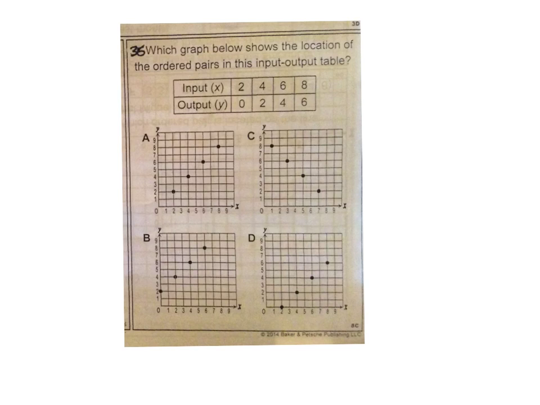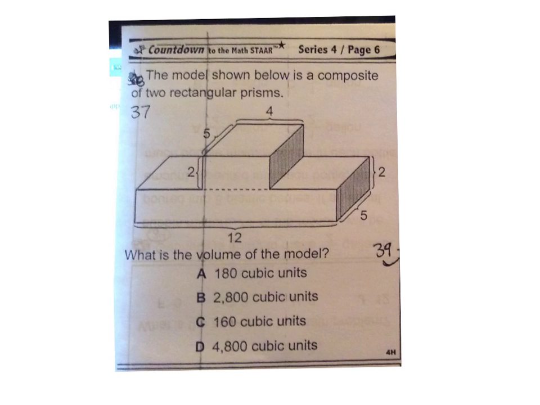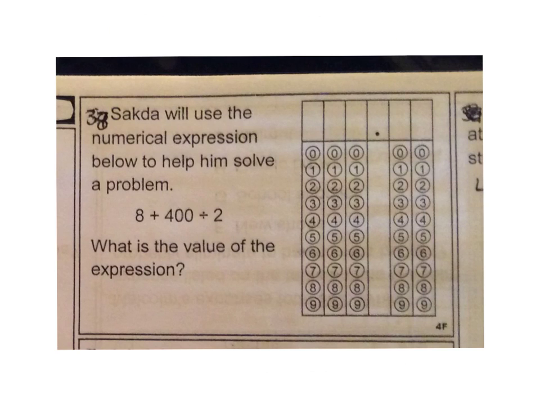Number 36. Which graph below shows the location of the ordered pair in this input-output table? The model shown below is a composite of two rectangular prisms. What is the volume of the model? Okay, you've probably done one like this, but what you're going to have to do is find the volume of each rectangular prism and then add those two volumes together to find the total. Number 38. Sakta will use the numerical expression below to help him solve a problem. What is the value of the expression?